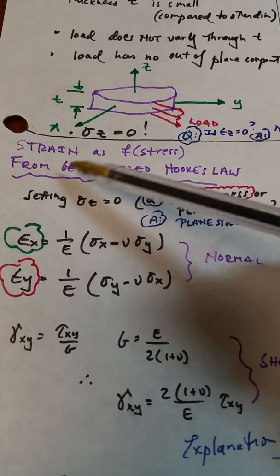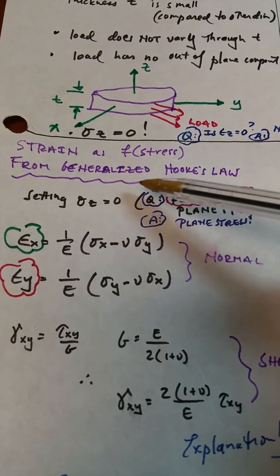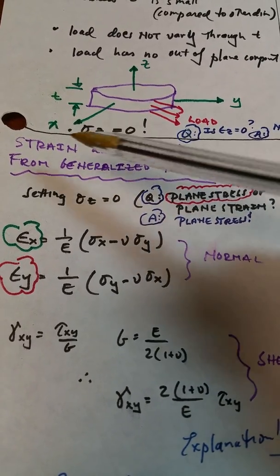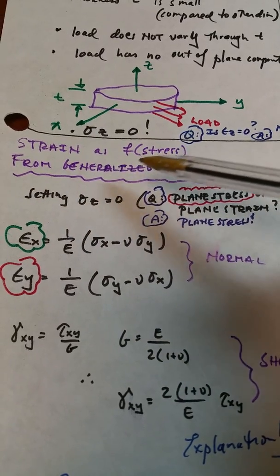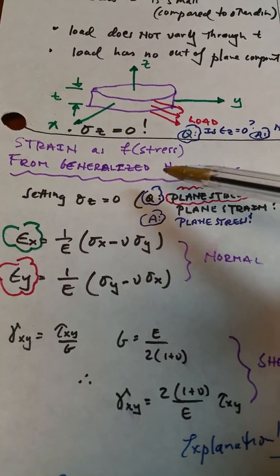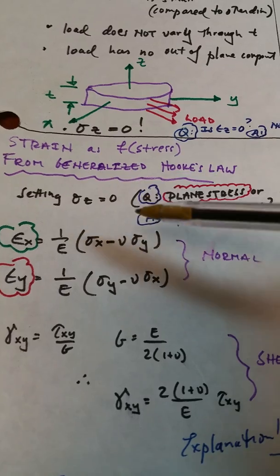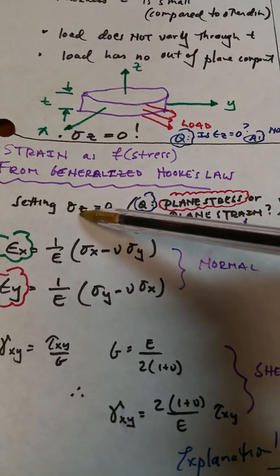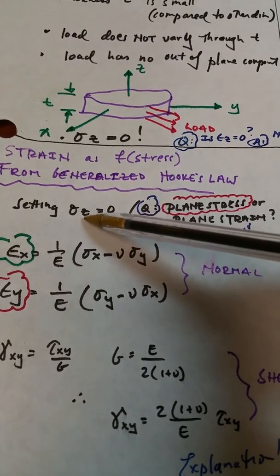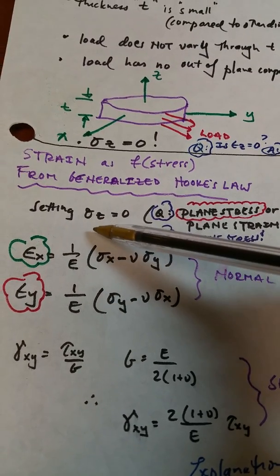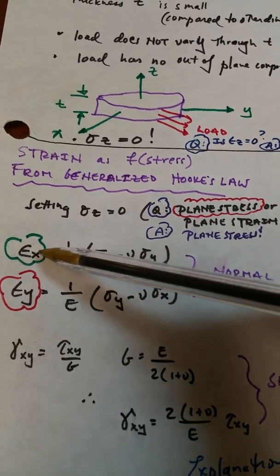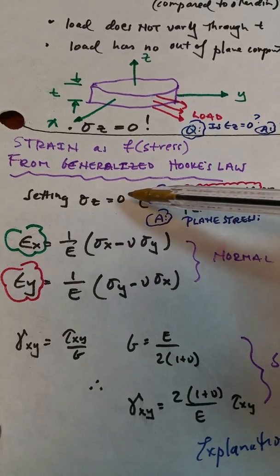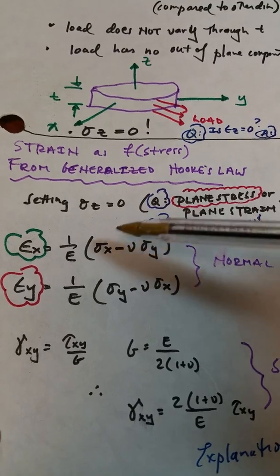So we can express strain as a function of stress in the generalized Hooke's law, or we could express stress as a function of strain. Both of those are very easy to find in the book, and you could actually derive it algebraically. So since we know that sigma z is 0 here in the generalized Hooke's law, would that be plane stress or plane strain? That would be plane stress.